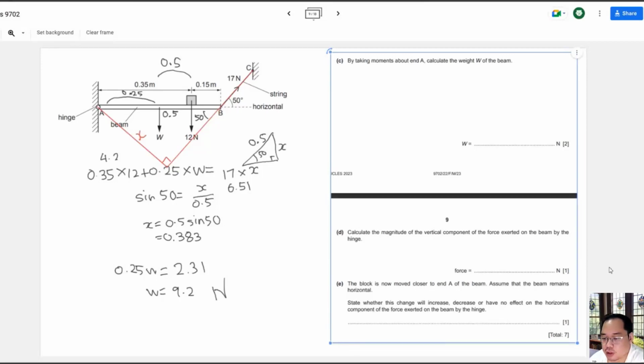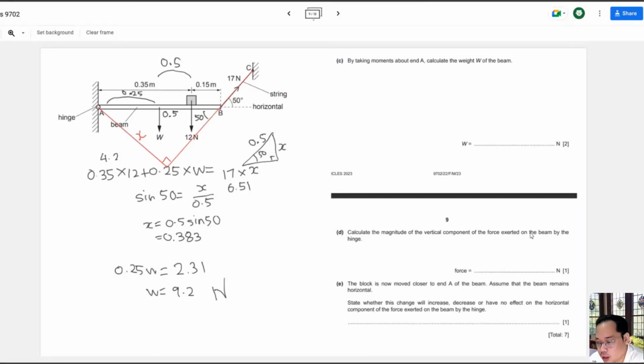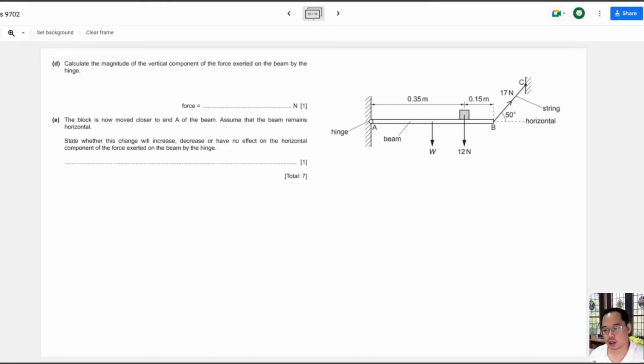Calculate the magnitude of the vertical component of the force exerted on the beam by the hinge. So we have this vertical component of the tension, 13 Newton, that we calculated in part B. The weight of this object is 12 Newton downward. The other weight here is 9.2 Newton. Okay, so the sum of the vertical components is 13 Newton upward minus 9.2 minus 12.